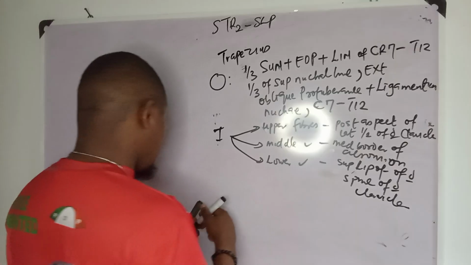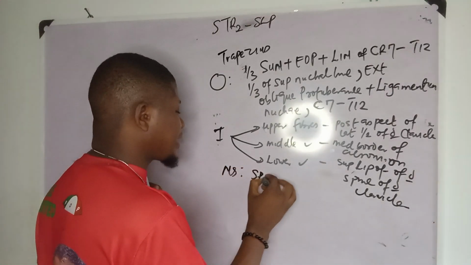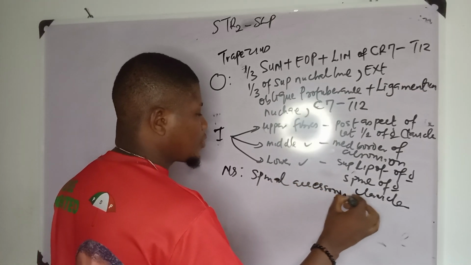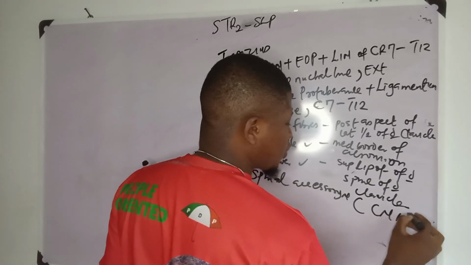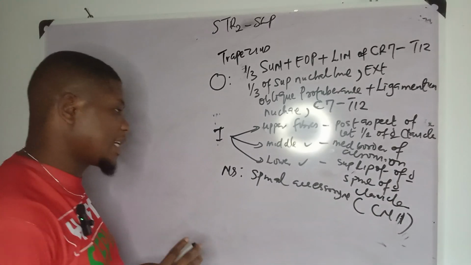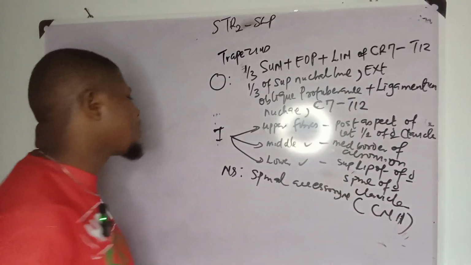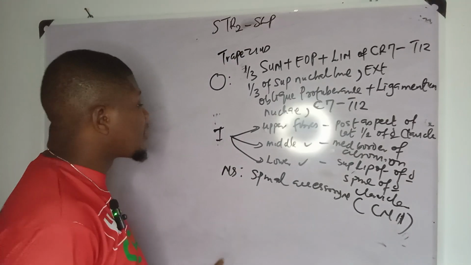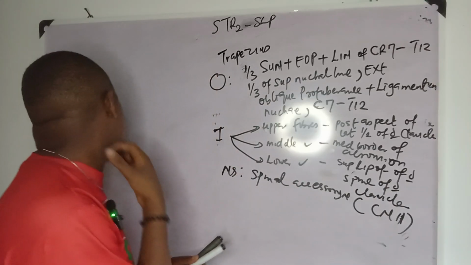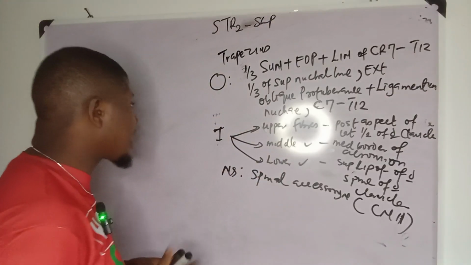Then the nerve supply is the spinal accessory nerve. The spinal accessory nerve is cranial nerve number 11. When we do head and neck, you will see that the accessory nerve has two roots, spinal root and what? Cranial root. It is the spinal root of the accessory nerve that supplies trapezius. The spinal root also supplies the sternocleidomastoid. That one is head and neck.